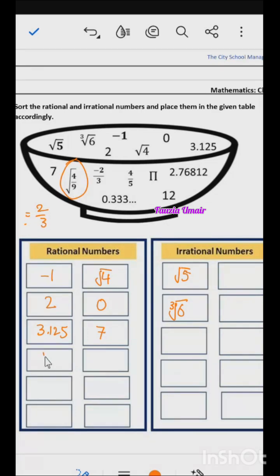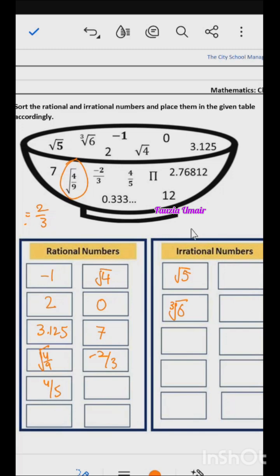So square root of 4 by 9. Don't get confused, it's not a non-solvable root. It's a solvable root because 4 and 9 both are square numbers. Okay? Minus 2 by 3. Rational. It's a rational number. It's a recurring decimal. What about 4 by 5? Rational. Divisor 5 is always a rational number.